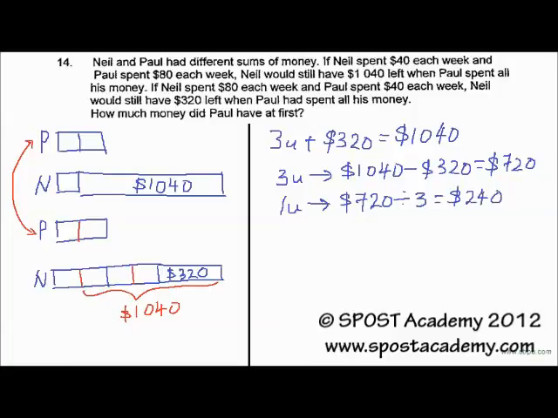That will give me $240. The question is asking how much money did Paul have at first? Looking at the model, we see that Paul has 2 units. Therefore, 2 units is equivalent to $240 times 2. That will give me $480.